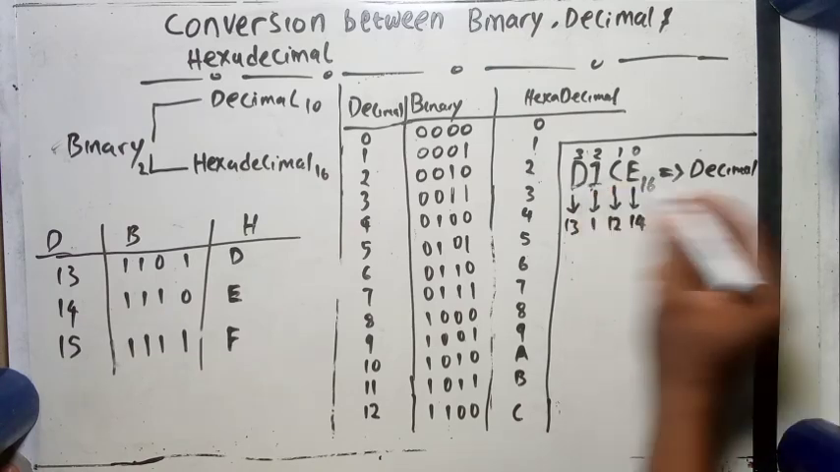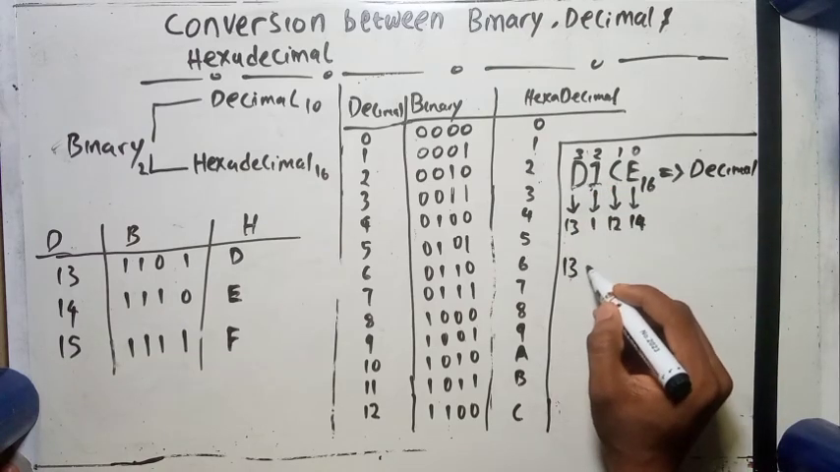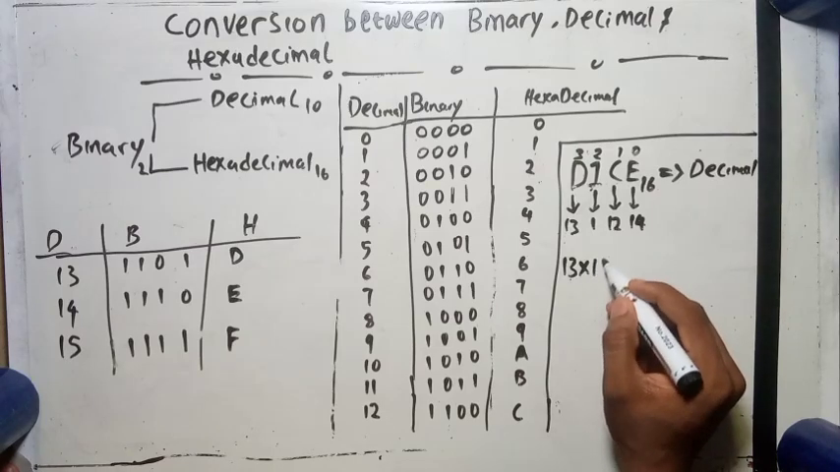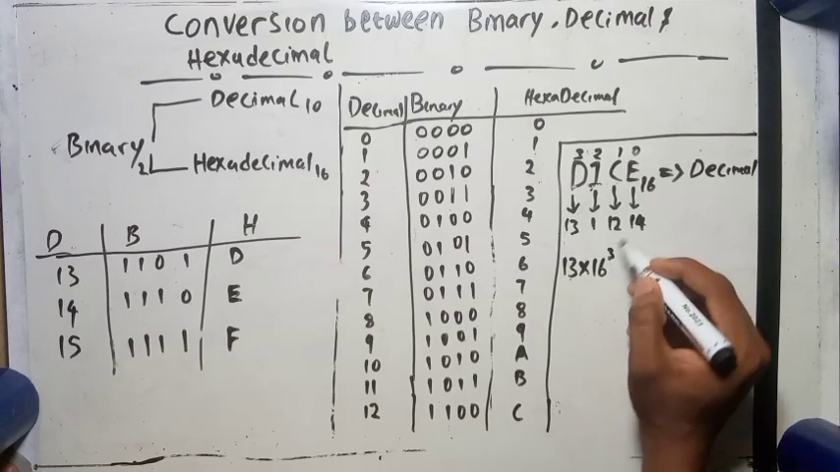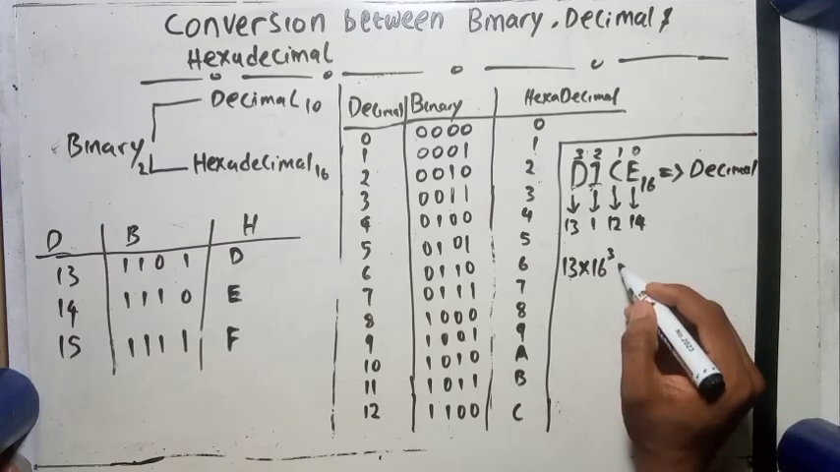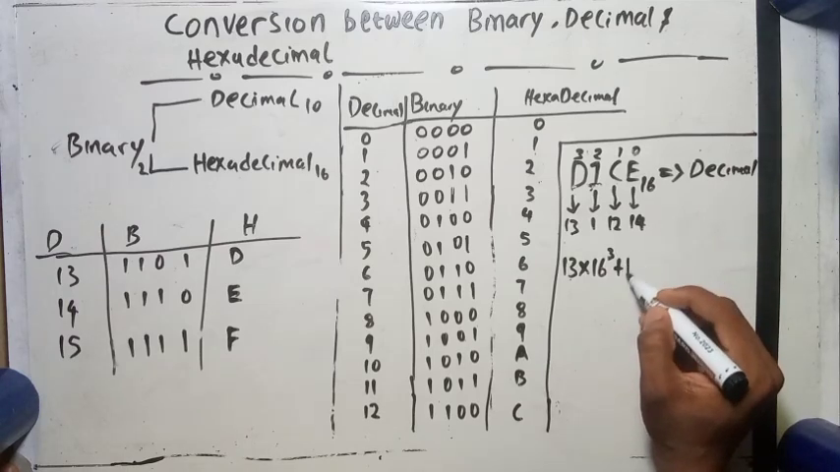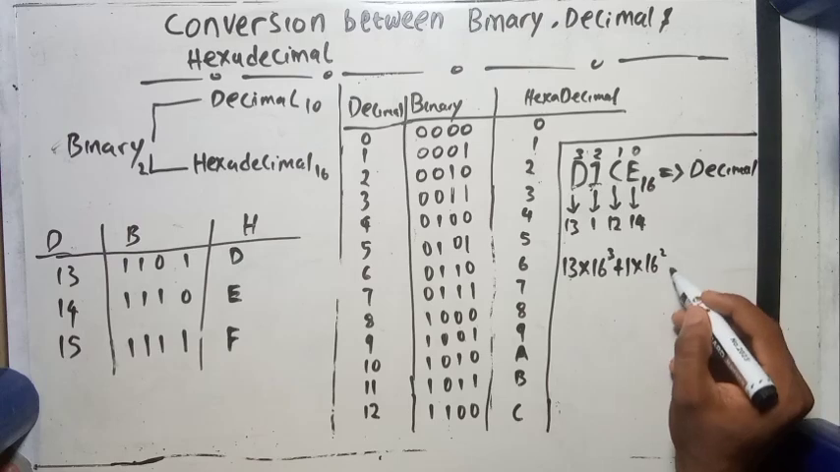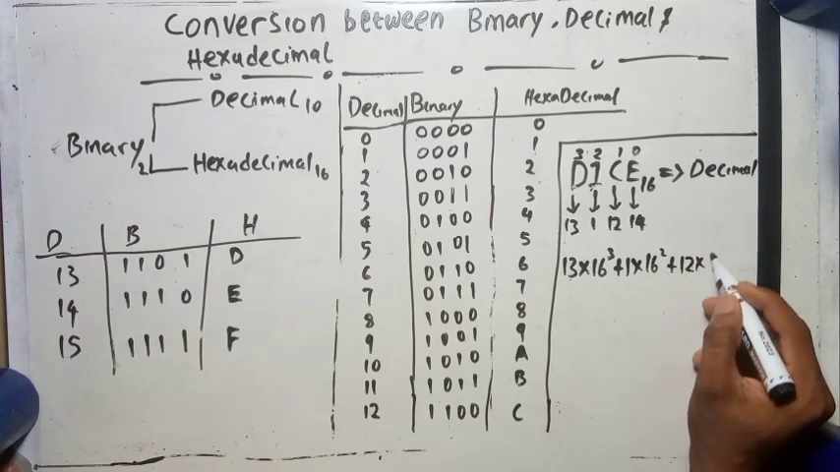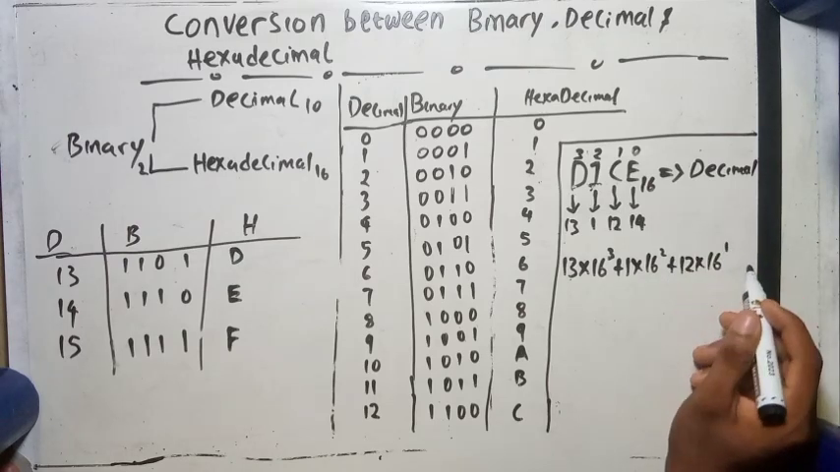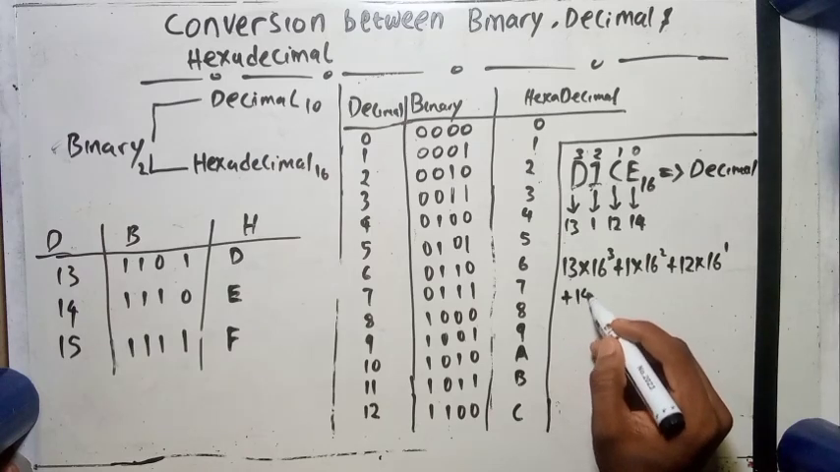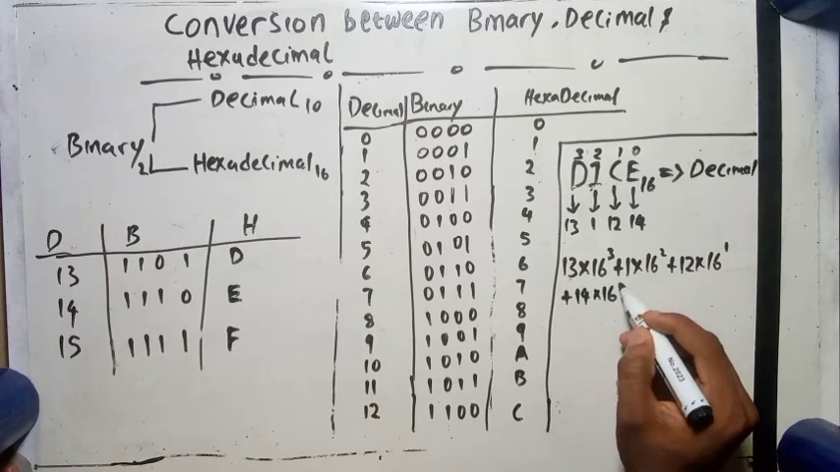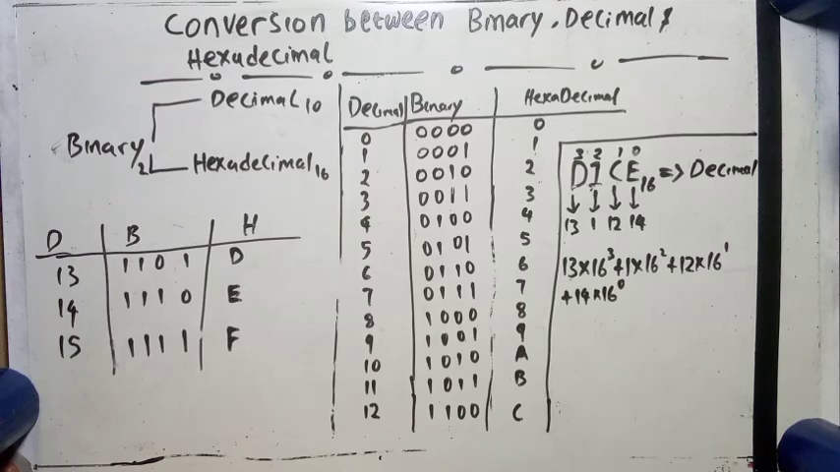14. So converting this to decimal is now going to be 13 times 16 raised to the power 3. The 16 is from this base here. Now plus 1 times 16 raised to the power 2 plus 12 times 16 raised to the power 1, and 14 times 16 raised to the power 0. Very, very easy. Now you can simply multiply.